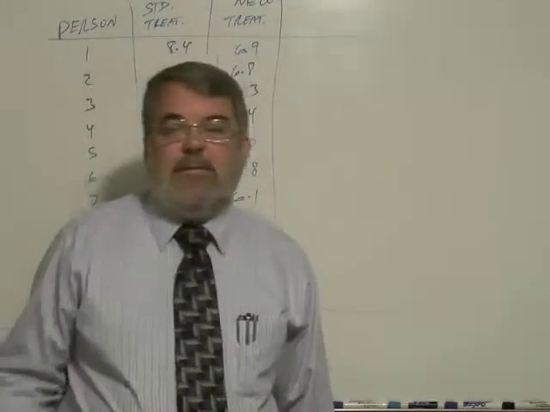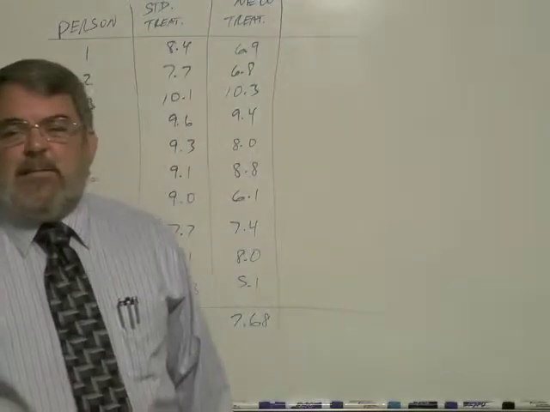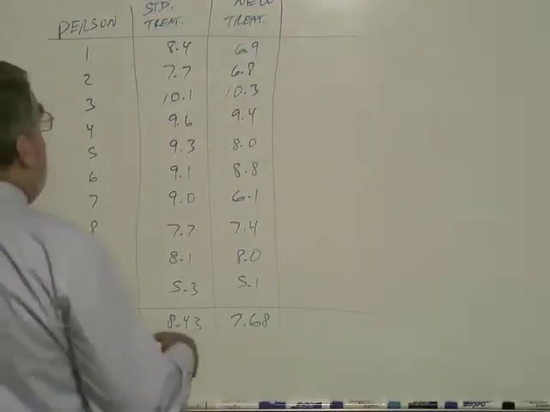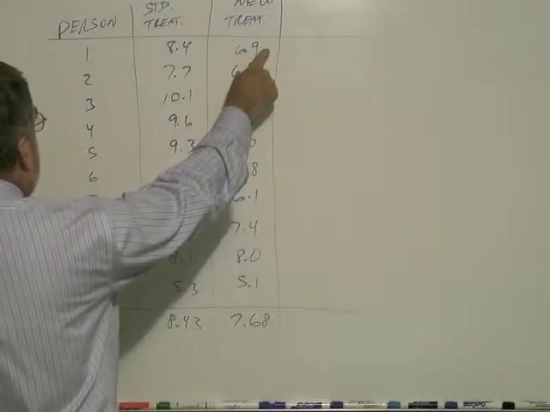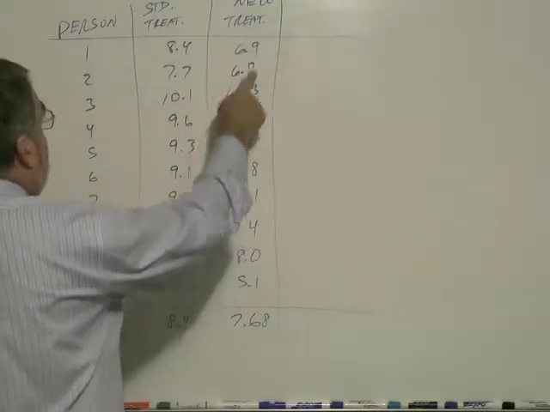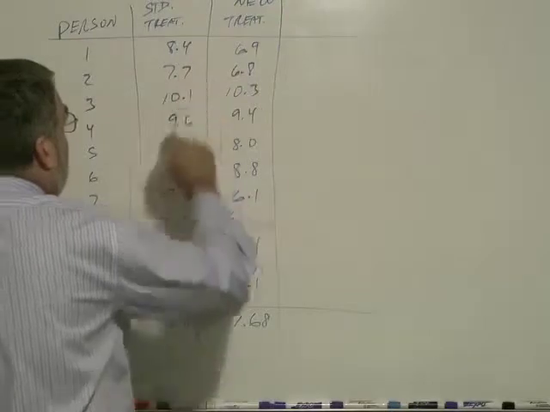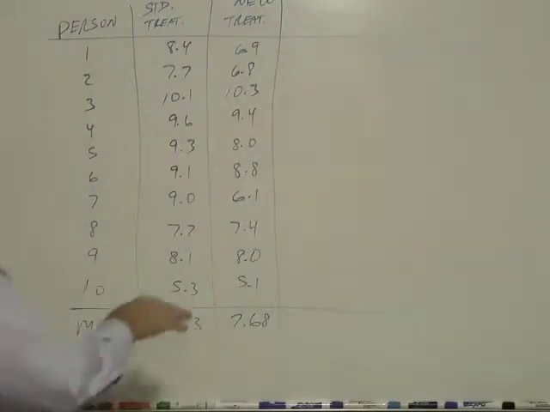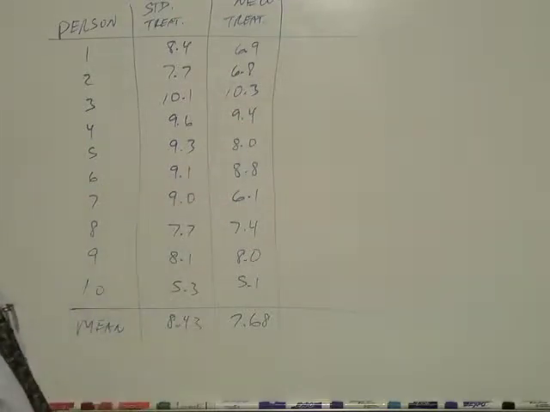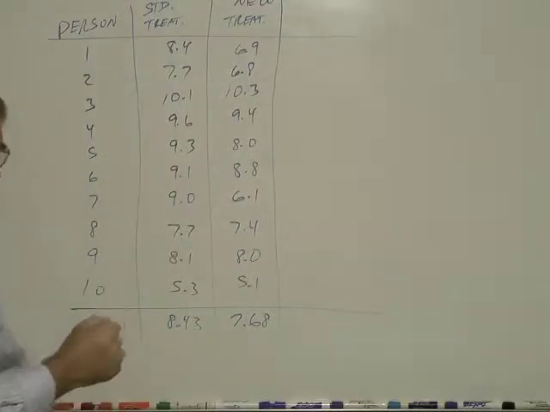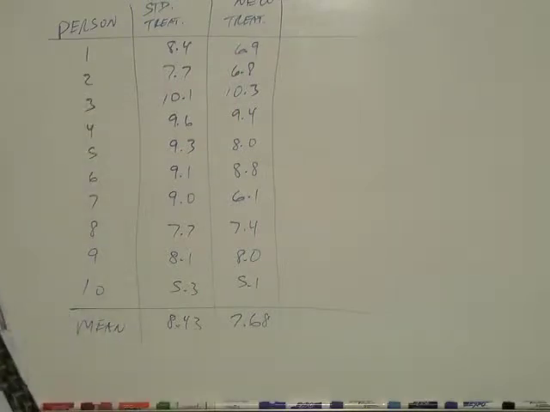So then they brought them in at a different time, still with a headache, and gave them something new. Maybe they're testing a new drug, a new treatment. And so look at what happened to person 1. It took only 6.9 minutes this time to get headache relief instead of 8.4. So he improved. Person 2 improved, 7.7 down to 6.8. Person 3, I think, is the only one on this list who actually went backwards. It took just a little longer for that new treatment to kick in. But everybody else was dropping here, I think, if you look carefully. And so the average for the new treatment is 7.68.